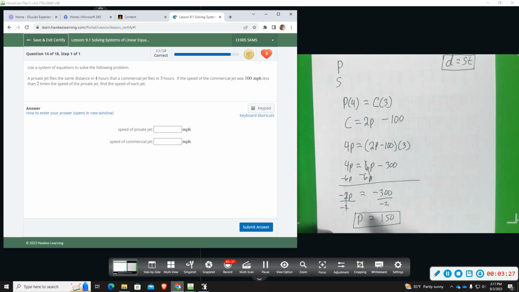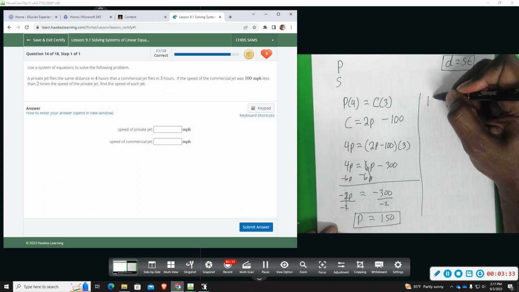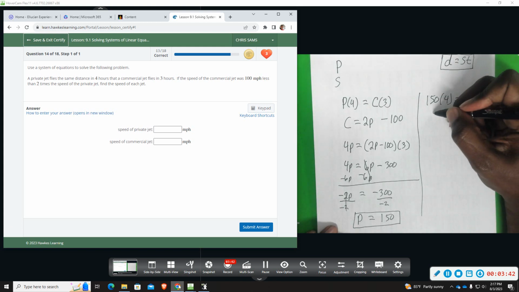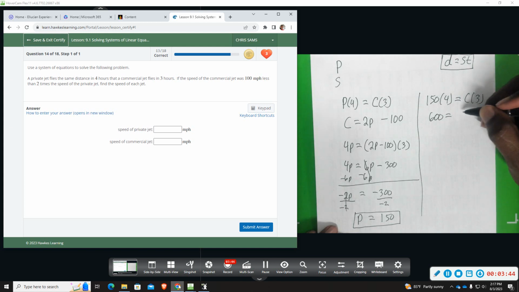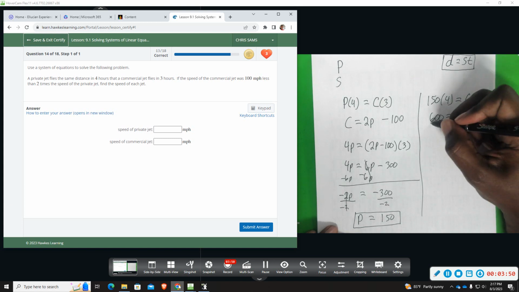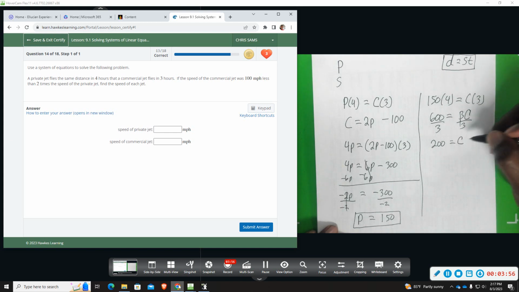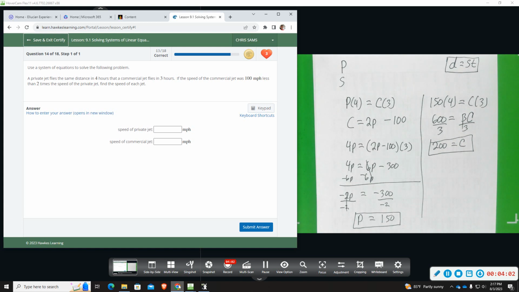Okay. So now that I know P, I'm going to plug that in up here. So now I have 150 times 4 equals C times 3. So 150 times 4 will give me 600, so that will be the distance, and then 3C divided by 3, and that will give me 200 was the speed of the commercial plane. So we get the two speeds that way. So the private jet is going to be 150, commercial is going to be 200.